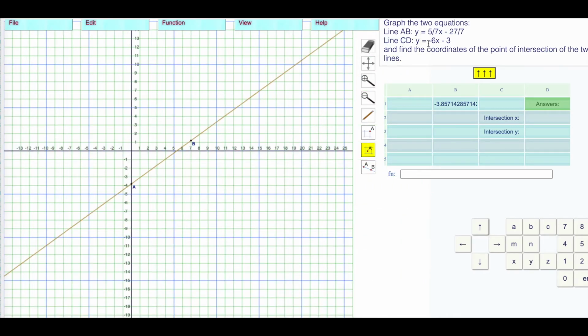Let's do the other line. This one's straightforward. The b value is negative 3. I'm just going to click on my line tool and my snapping tool, drag my c to 3. My slope is negative 6. So that means my delta x is 1 and my delta y is 1, 2, 3, 4, 5, 6.